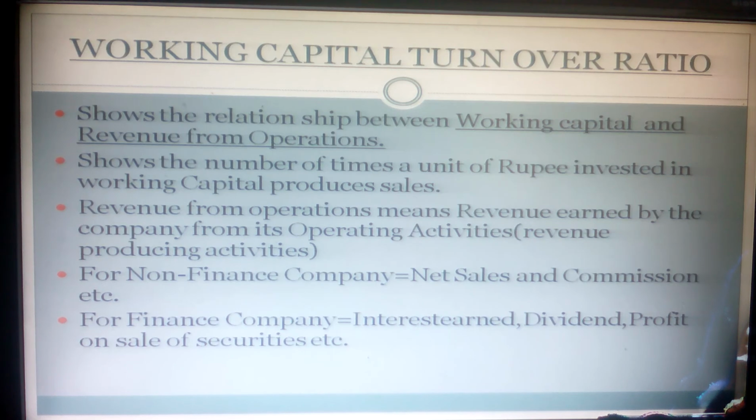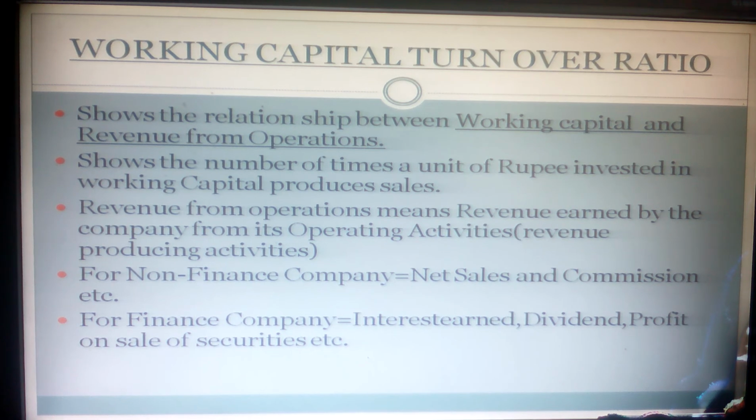Now we are going to discuss the second one, working capital turnover ratio. One of the very important ones. It shows the relationship between working capital and revenue from operation. As you know already, what is working capital? The difference between current assets and current liabilities. So revenue from operation, as you know already now. So it shows the number of times a unit of rupee invested in working capital produces sales. For every investment, what is our total sales available.